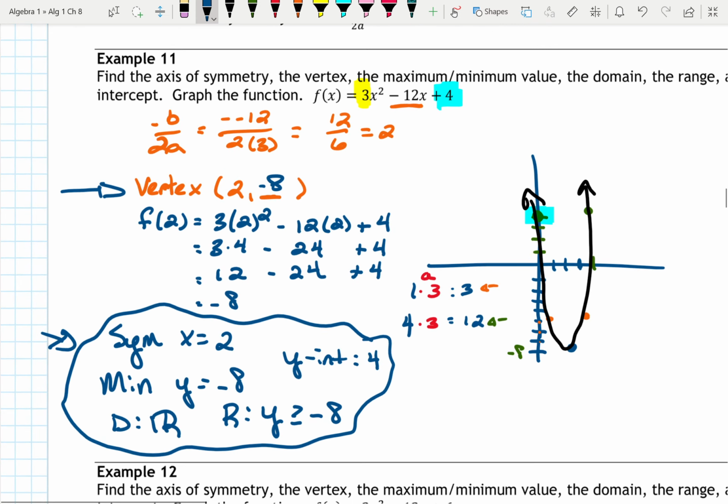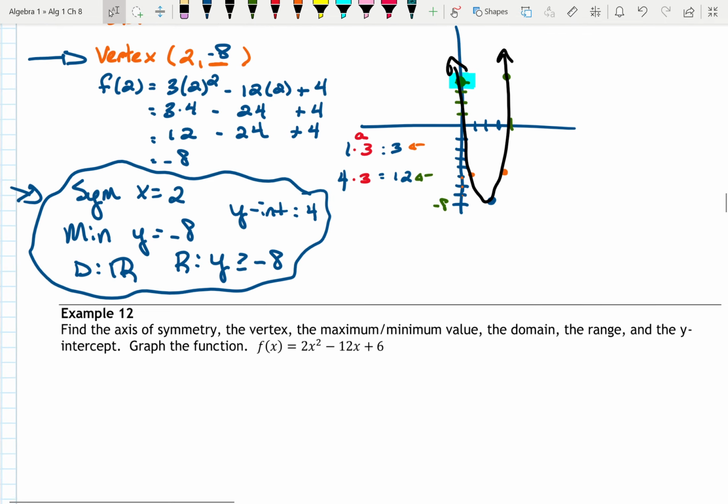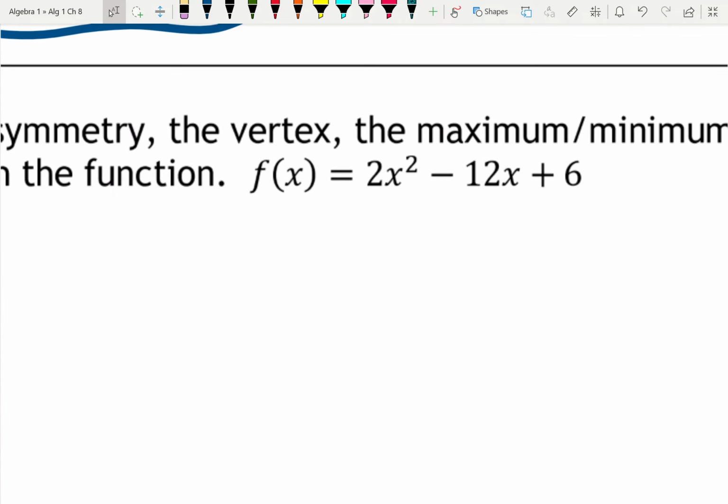All right, that is number 11. Let's look at number 12. Same style problem, except we're graphing something else here.